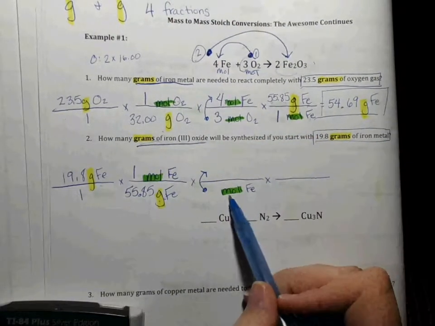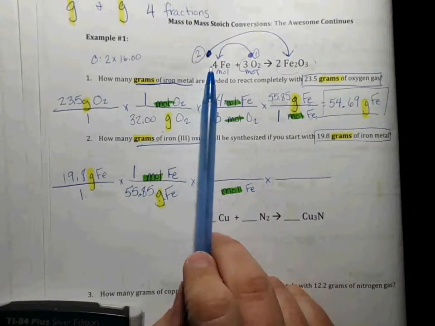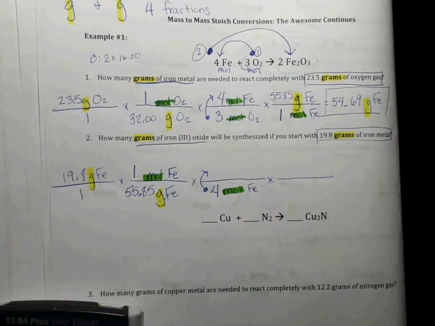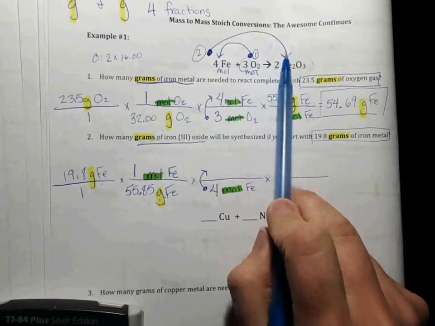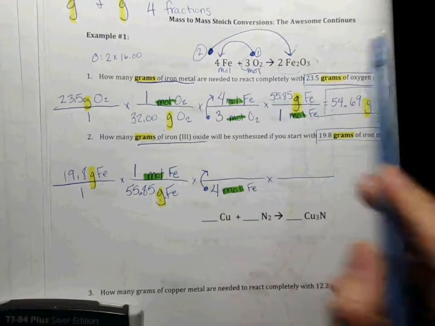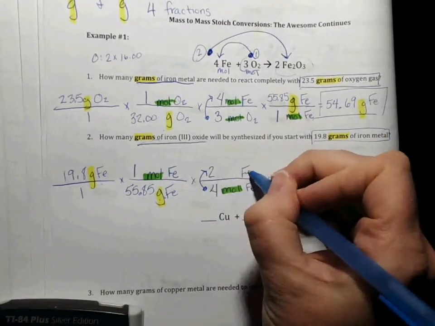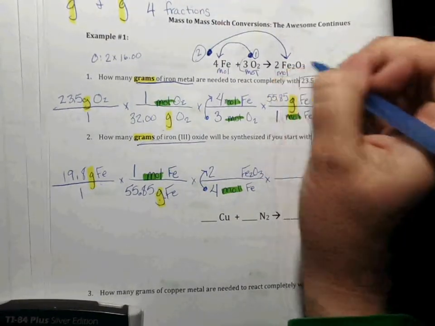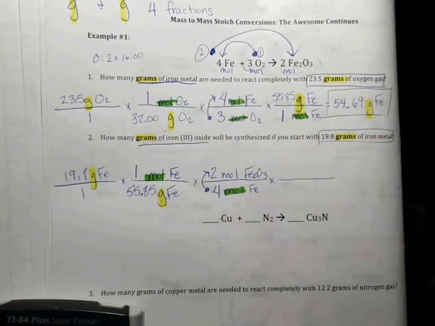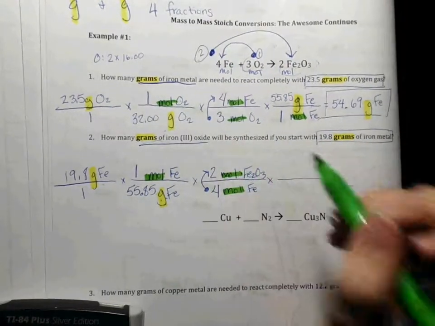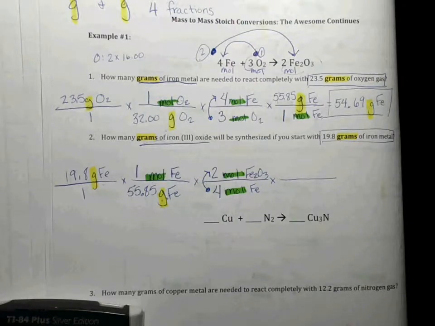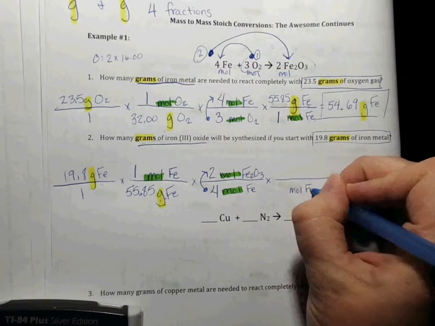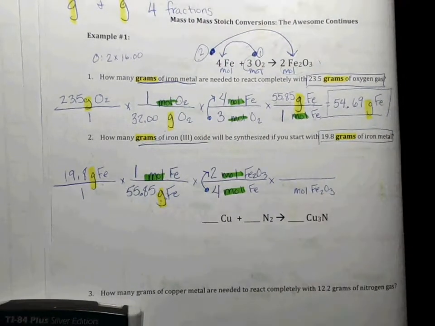How many moles of iron is going to come from my bridge? I go look at my bridge. The bridge is using 4 moles of iron. If I cross my bridge, follow it across, it's pointing at 2 Fe2O3. But 2 what of Fe2O3? Again, remember these coefficients are always moles. Next, I have to do what goes up must come down. So moles of Fe2O3 will move to the bottom.